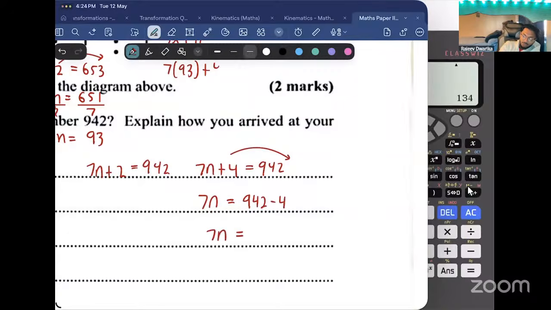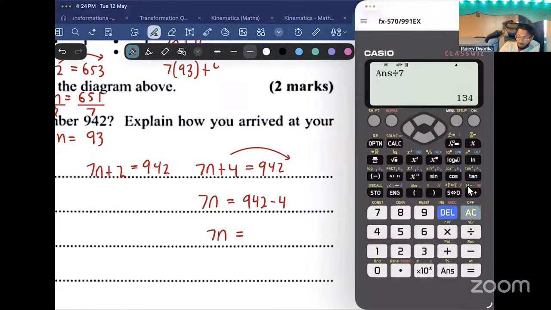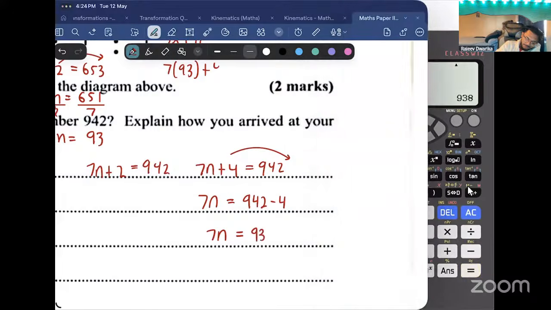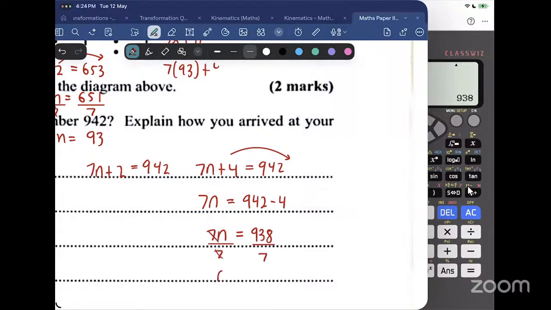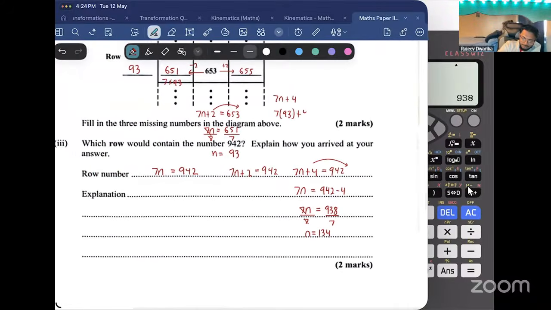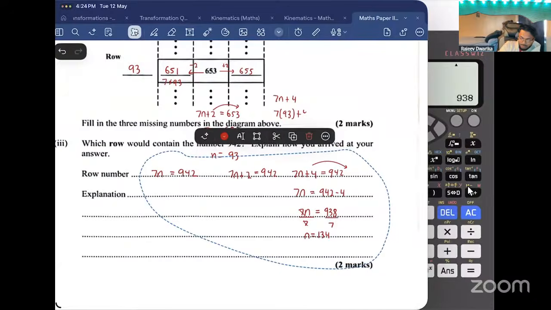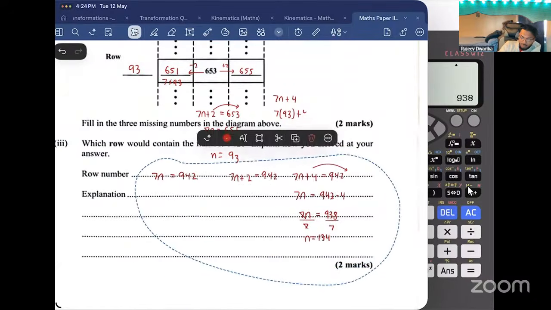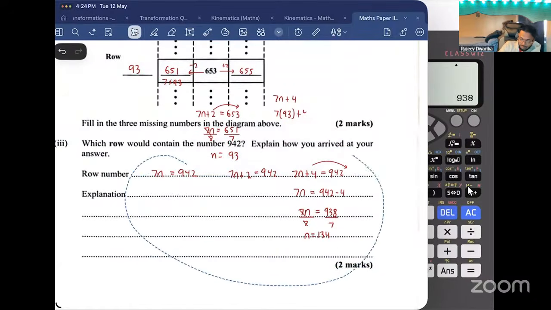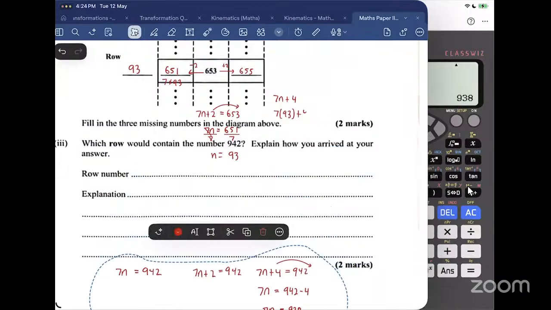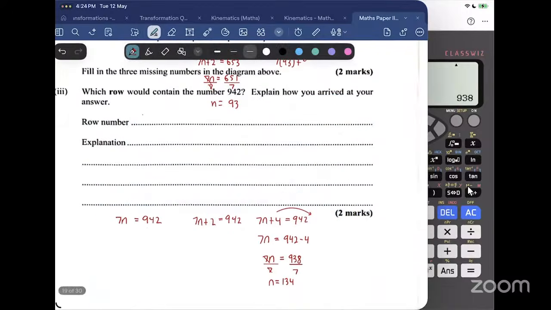So 7n is equal to 942 minus 4. 942 minus 4 is 938. You divide both sides by 7. Here we go, 134. So when you're doing this, what's the row number? 134. Right, the row number is 134.